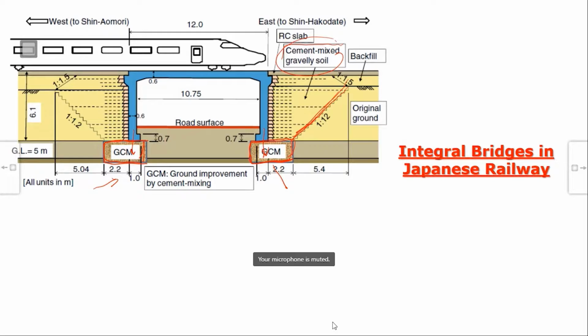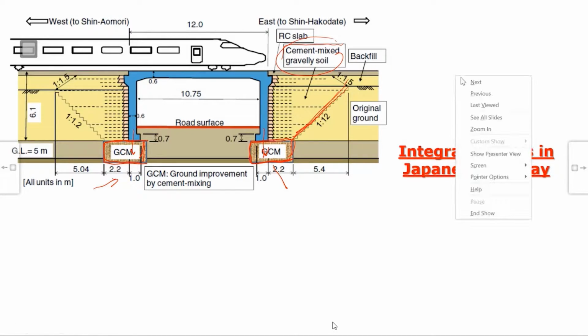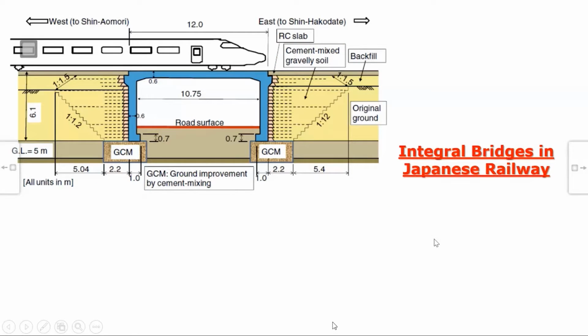Okay. Clear? Clear, sir. Okay. Any other questions or any doubt or any apprehensions about RE walls or RE embankments for railway purpose? Nothing?